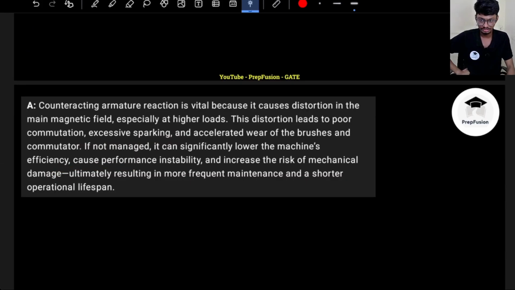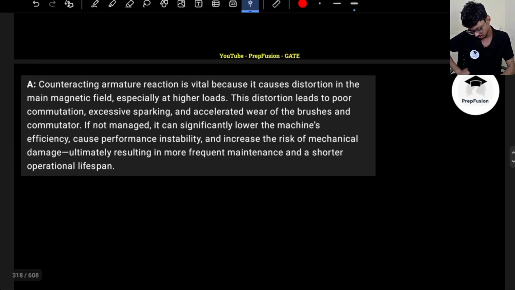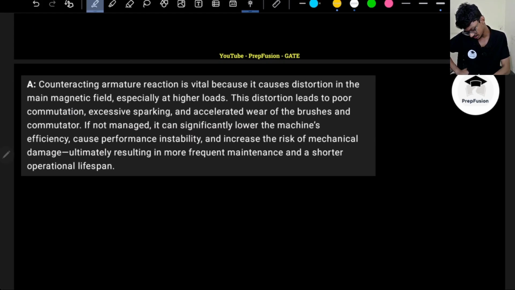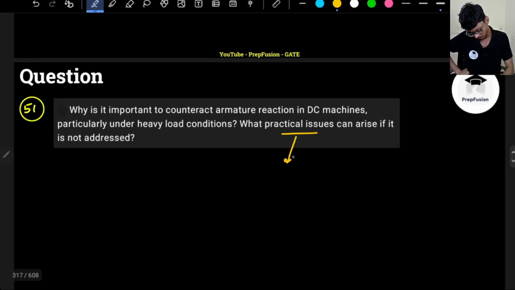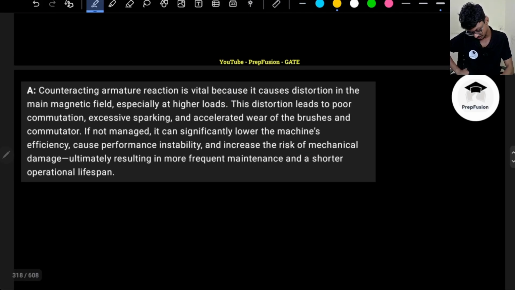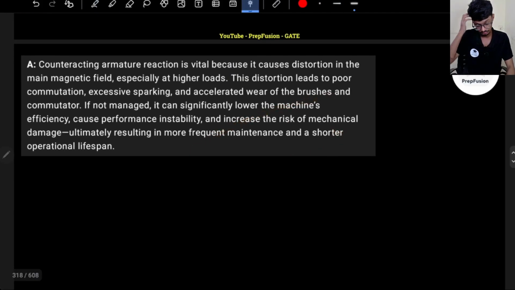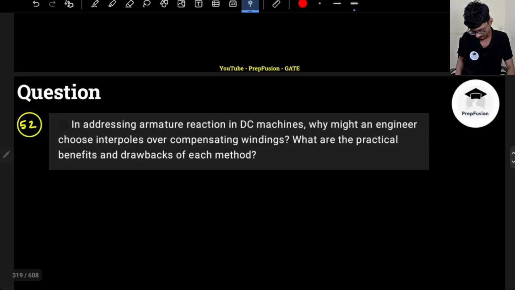Okay, what do we use to counteract it? Here they have not mentioned it, right? The practical issues they have mentioned here. And we use compensating winding and interpoles to basically neglect it. So these are mainly interview questions.